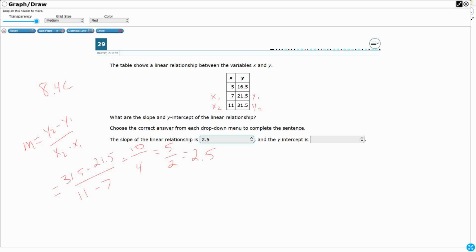Now I need to find the y-intercept. So let's go back to our slope-intercept form. Y equals mx plus b. We know what our m is, 2.5. Now let's plug in an x and y.